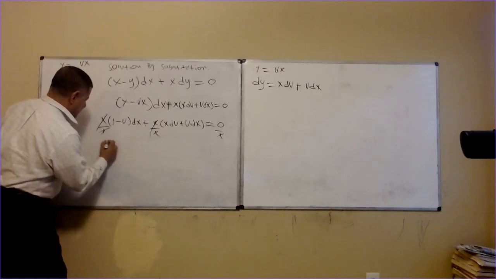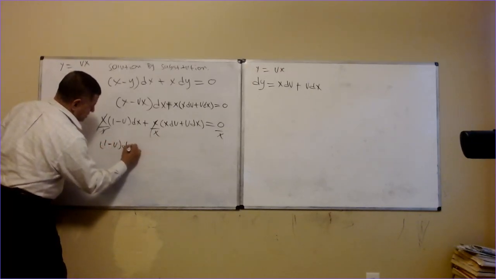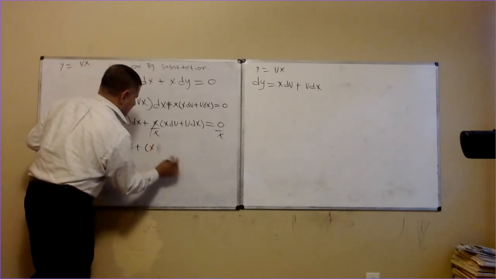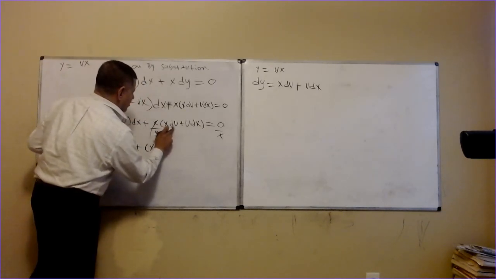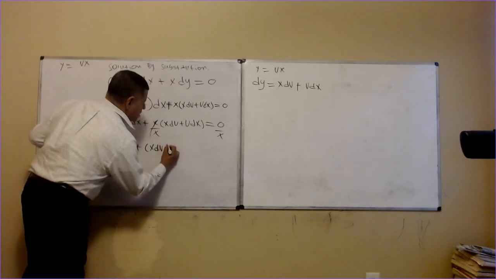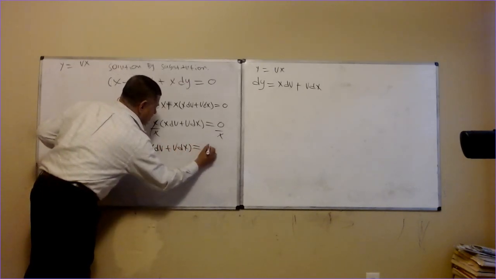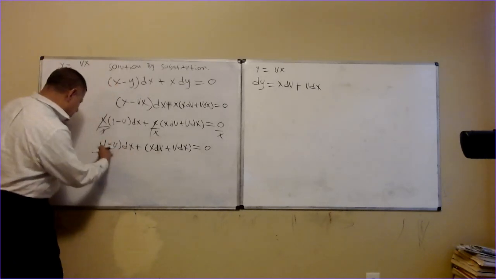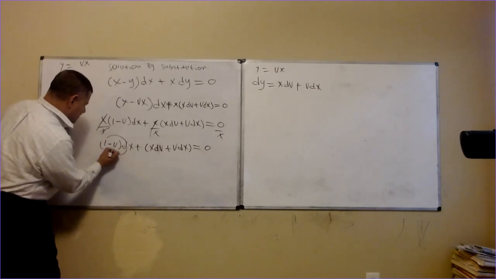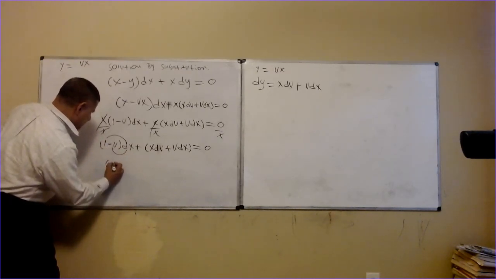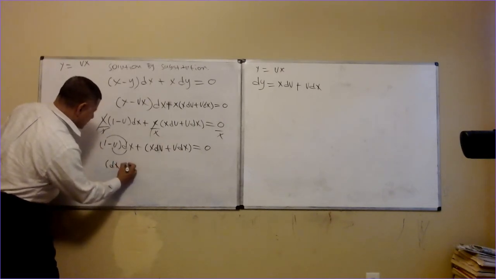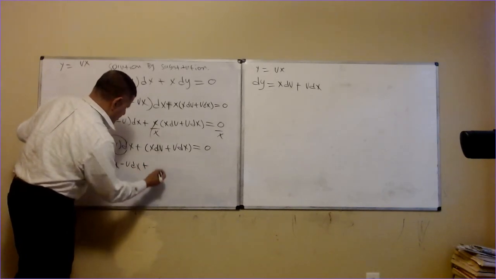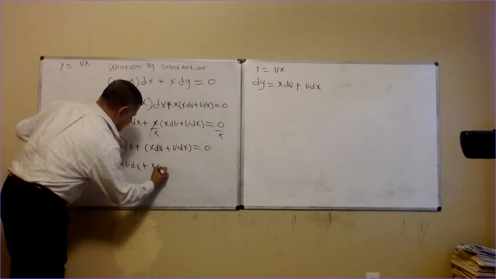Then I get (1 minus v) dx plus x dv plus v dx equals 0. Now I can distribute that dx inside, and I get dx minus v dx, plus v dx plus x dv.